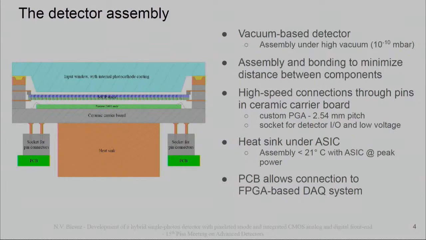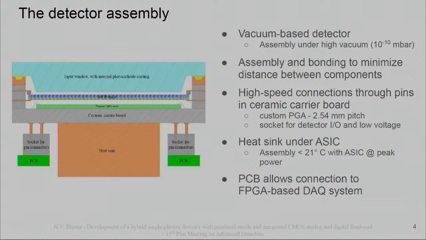So here is a sketch of the detector we are trying to build. As you can see, there is a vacuum tube. This vacuum tube is closed on the top side by a quartz window with a photocathode. Then you have the MCP stack that is used to multiply the photoelectrons produced on the photocathode, and then the silicon of the CMOS anode is on the bottom and is wire bonded to a ceramic carrier. All the signals are carried out of the detector using a PGA and a custom socket.